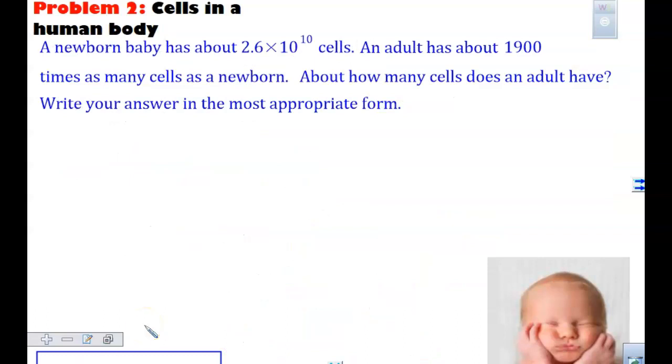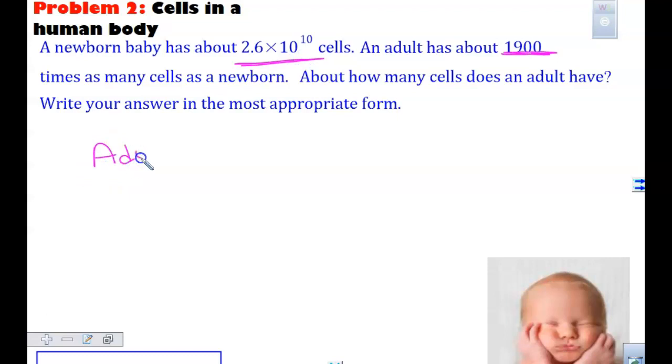As you take a look at that next page, as we are reading that next one, Jarrett, would you please read? A newborn baby is about 2.6 times 10 to the power of 10 cells. An adult has about 1,900 times as many cells as a newborn. About how many cells does an adult have? Write your answer in scientific notation.